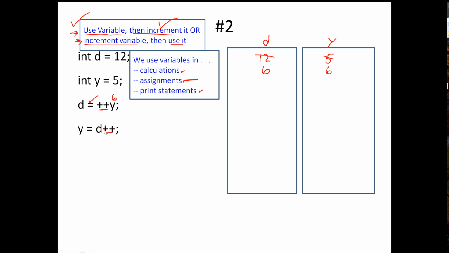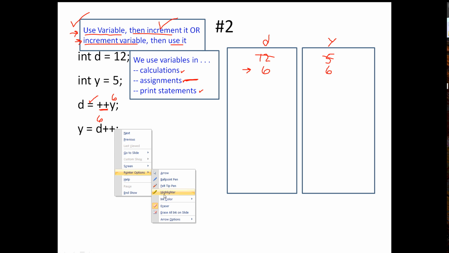So here we are. We're going to use the d in an assignment first. Y is assigned d. Well, what d is 6. So y is assigned 6, which it already is, so we'll just leave it the way it is. But then we got to not forget that we have to increment. We still have to increment.